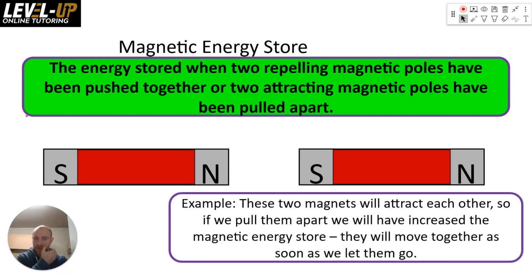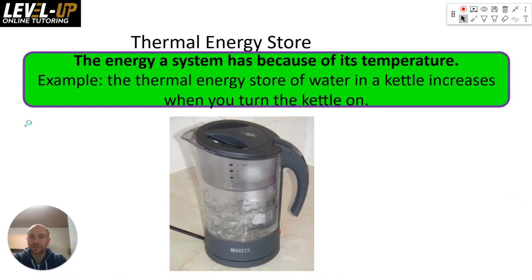In these 2 examples, these magnets will attract each other, so they pull each other apart and they will start to move. Thermal energy store, again, fairly straightforward. Anything that has temperature has a thermal energy store. You will look at that in more detail when you're looking at particles and matter. But generally, for purposes of this video, we're talking about anything that is hot has thermal energy.